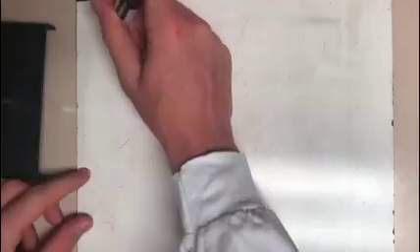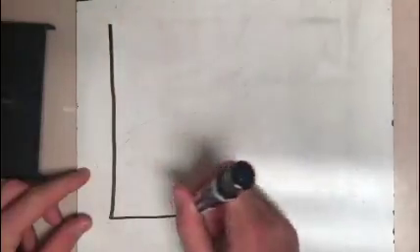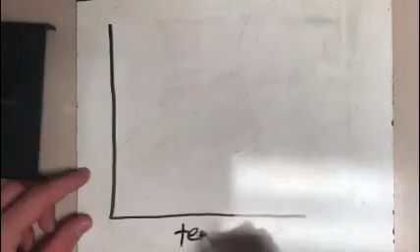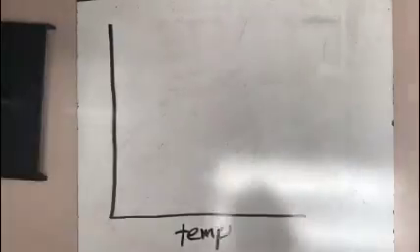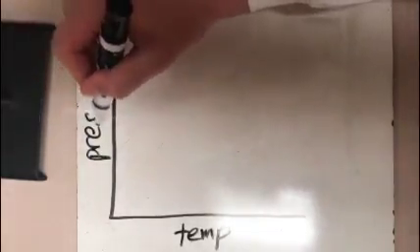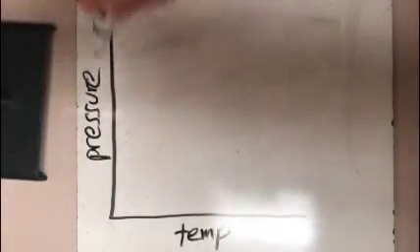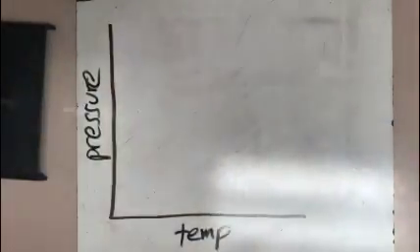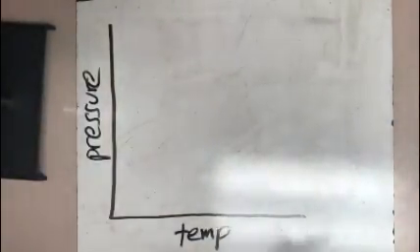So a phase diagram just looks like a graph with an XY plane. We always have temperature on the x-axis, and pressure will always be on the y-axis. And basically what a phase diagram is doing is separating the three different states of matter by three curves.